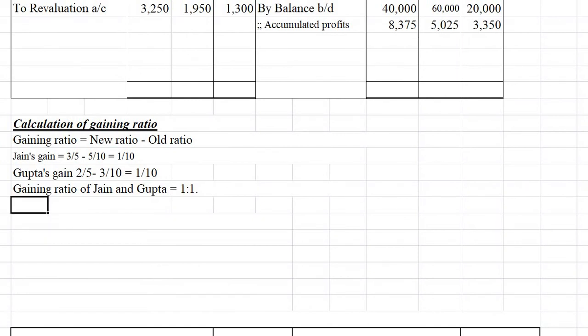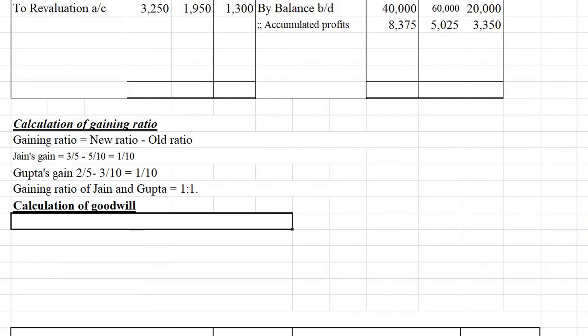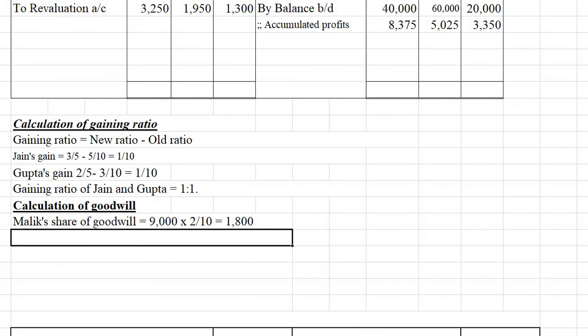Goodwill, calculation of goodwill. Malik's share is 2/10. So Malik's share of goodwill is equal to 9,000 into 2/10. That is 1,800. Then this will be contributed by the gaining partners, that means Jain and Gupta.